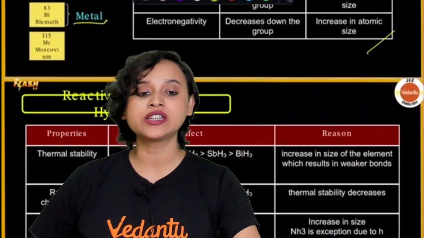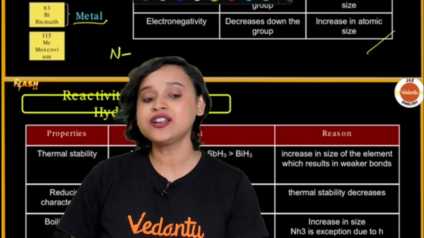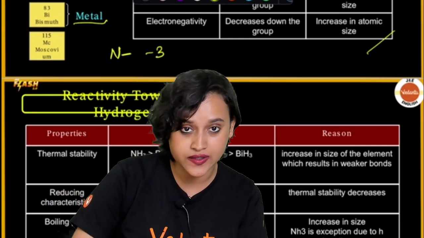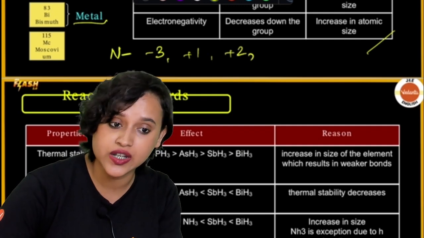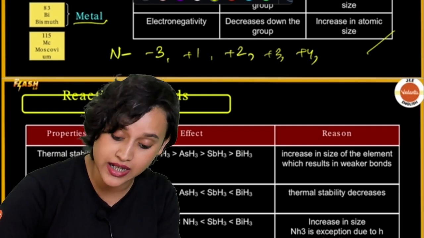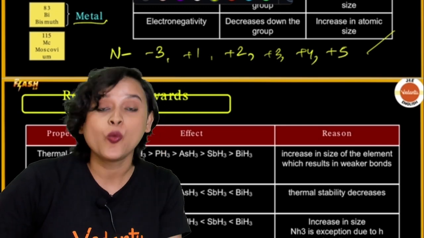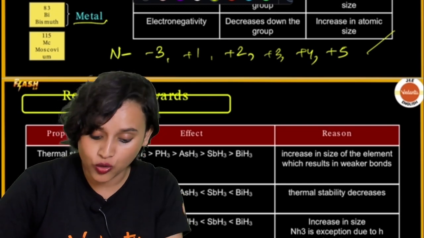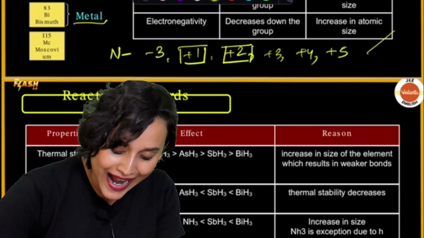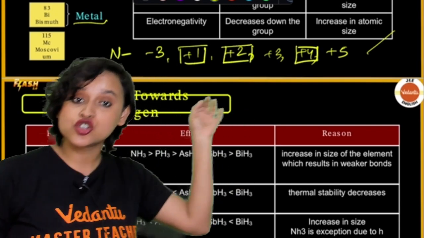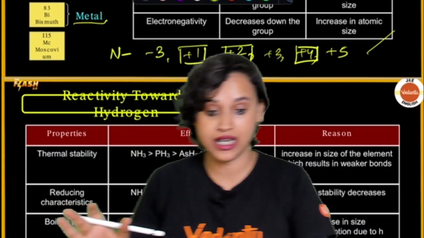All right, let me tell you about the different oxidation states in nitrogen and phosphorus, and please listen to me very carefully. Nitrogen can show -3 oxidation state. It can show +1, +2, +3, +4, and +5 oxidation states. Now +1, +2, and +4 oxidation states are shown by nitrogen only when it reacts with oxygen, not in other cases.